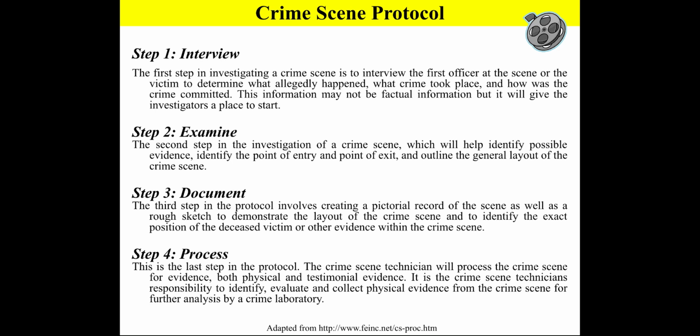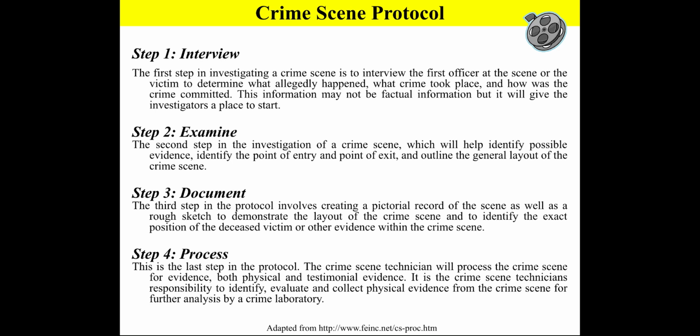This information may not be factual, but it's a start for investigators to figure out where they're going to go next. The second step in the investigation of a crime scene is to examine, so help identify possible evidence, identify the point of entry and point of exit, and outline the general crime scene layout. Next, they'll document, so creating pictures of the scene, drawings, as well as anything that will give a memory to the layout of the crime scene to identify the exact position of the deceased victim or other evidence within the crime scene.